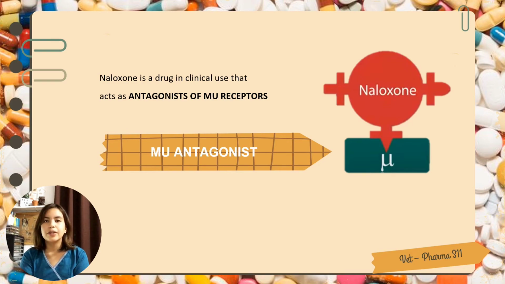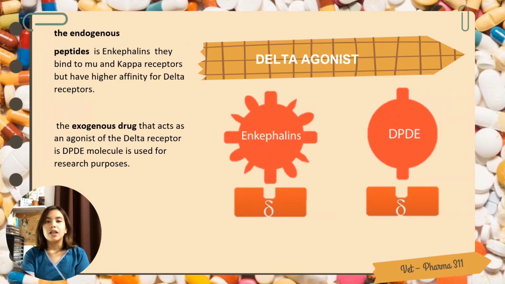Delta receptors: in the slide you will see the molecules that act as agonists of delta receptors. First, the endogenous peptides with high affinity. These are the enkephalins. They also bind with the mu and kappa receptors, but they have high affinity for delta receptors. The exogenous drug that acts as agonist of delta receptor is DPDPE. This molecule is used for research purposes.